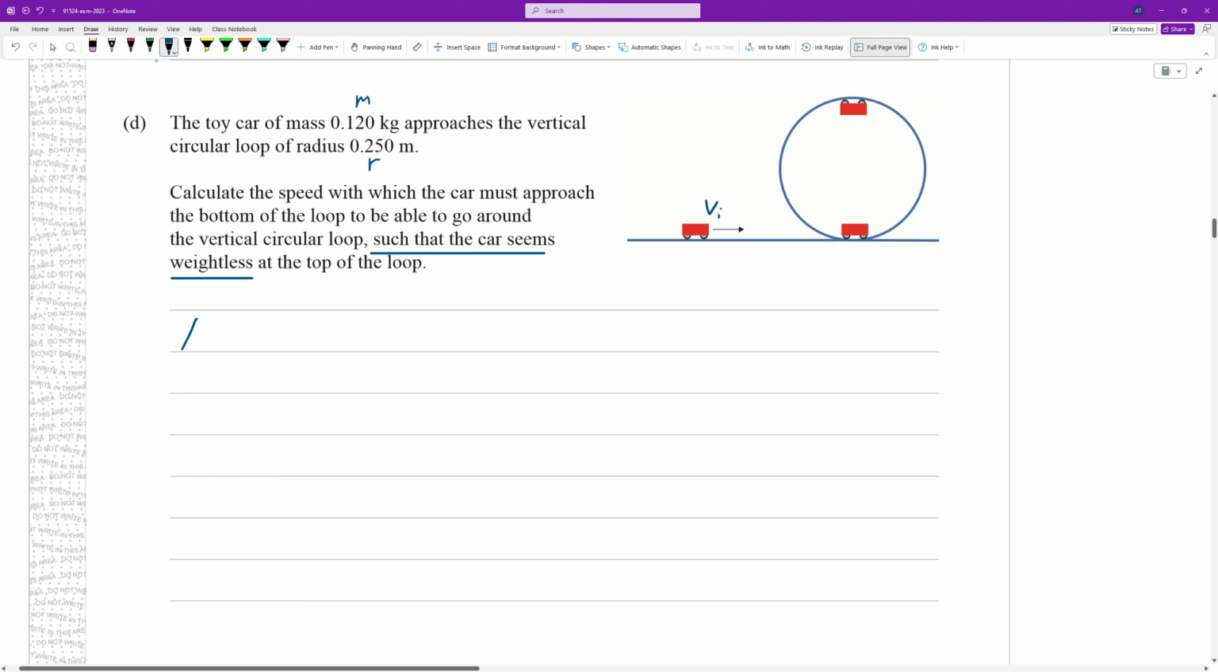So, at the top, we know that the weight force must equal the centripetal force. That's this bottom part here. And so let's just put in the equation. For weight force, mass times gravity. For centripetal force, mv squared divided by the radius, divide by mass. And we can solve for speed. So multiply across by r. So v squared equals r times g.